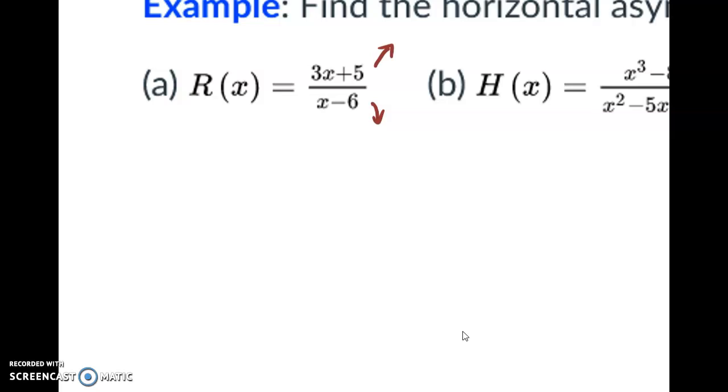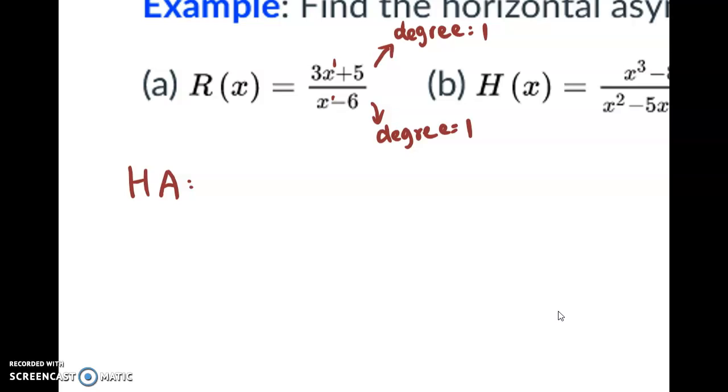The degree for the top polynomial is 1, right? It's 3x to the 1 plus 5. So the highest degree for the x is 1. The degree for the bottom is also 1. So since the degree of the top is equal to the degree of the bottom, this function has a horizontal asymptote because the degree of the top is equal to the degree of the bottom.